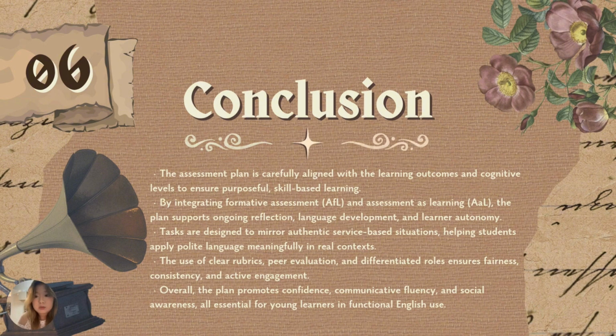Next, we use two types of assessments: ongoing checks during learning and reflection by students themselves. This helps students improve their language skills and become more confident. Our tasks are based on real-life service situations. For example, students will learn how to speak politely when asking for help or making a request. We also use clear topics, give different roles to students, and include peer feedback. This makes sure the assessment is fair and keeps everyone included.